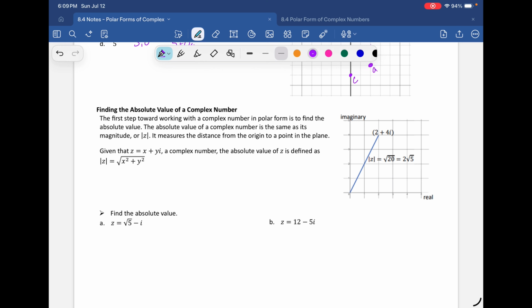The absolute value, which is getting us into being able to change between rectangular and polar, is finding the magnitude. Okay, the absolute value. All right, it measures the distance from the origin. It's literally the Pythagorean theorem. I have my real, imaginary, we use the Pythagorean theorem.